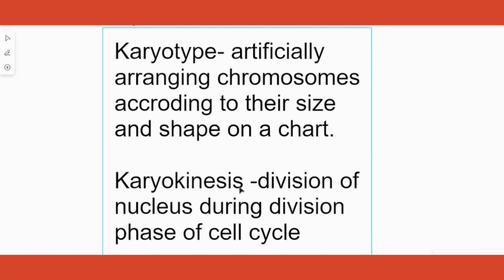Now, what about karyokinesis? It is the division of the nucleus during the division phase of the cell cycle. I hope you remember. The cell cycle has a division phase and an interphase, which is also called the preparatory phase. During the preparatory phase, the nucleus is not dividing at all. Instead, during the division phase, it is dividing. So please write this down as well.